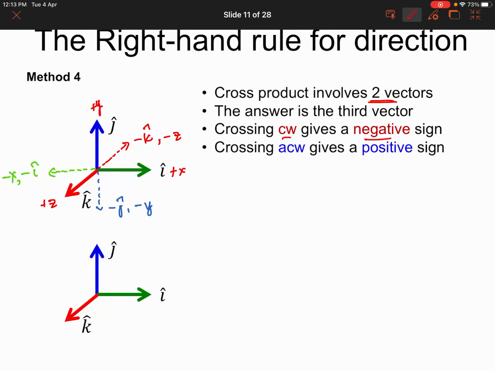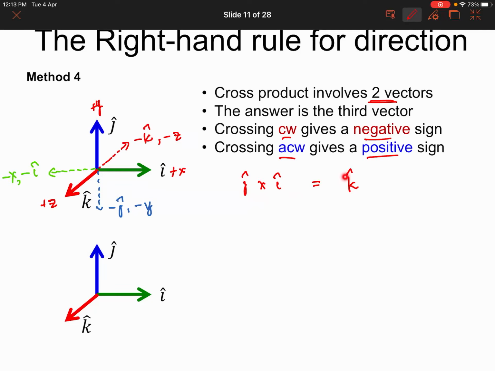If you're doing the cross product in the anti-clockwise direction, the resulting cross product will have a positive sign. Okay, so let's look at an example. Say, for example, I have J hat crossed with I hat. So you are using J hat and I hat as the vectors that are being crossed. The answer will always be K hat, the third vector that's not involved in the cross product.